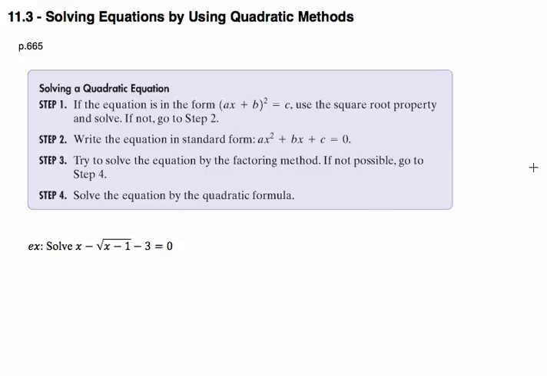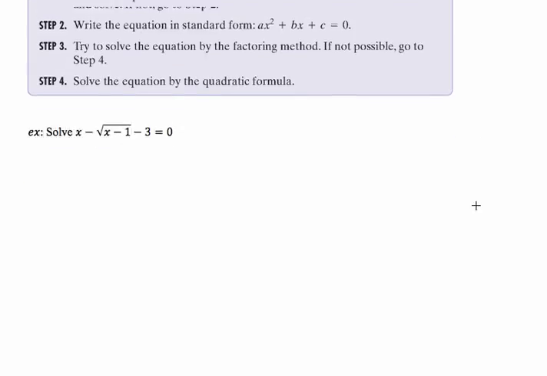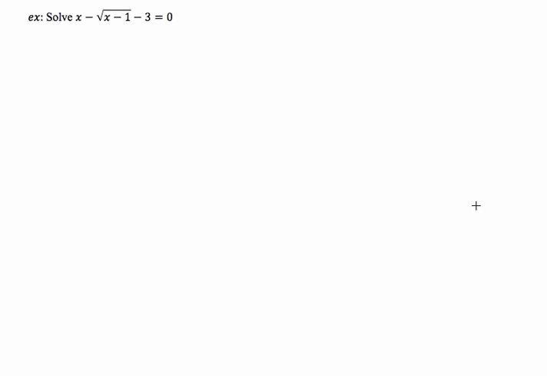Now I'm actually going to come back up to these steps here in just a minute. We don't really need them yet, but we'll come back to those. So let's start here. If you have a radical equation, remember the first step is to isolate the radical and get it all by itself. So I'm going to do that by adding radical x minus 1 to both sides to give us x minus 3 equals the positive of radical x minus 1.